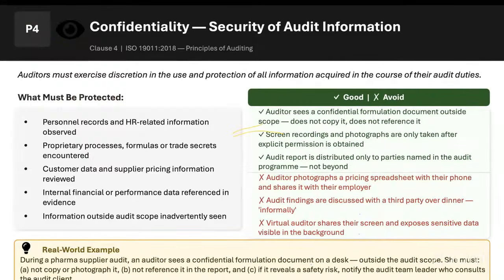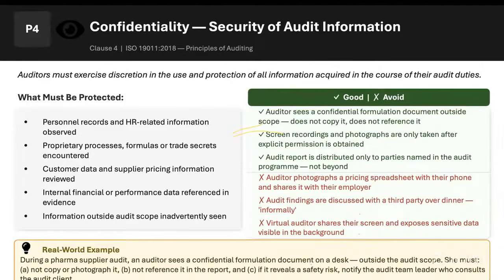Oh, this word is big, is important, and is very, very, in fact, security of audit information. It says auditors must exercise discretion in the use and protection of all information acquired in the course of their duties. Why we have, as an auditor, the audit charter that backs us up to say, oh, I can request for information and then be granted access to all of this information. There is something that you need to also do, which is the confidentiality clause.